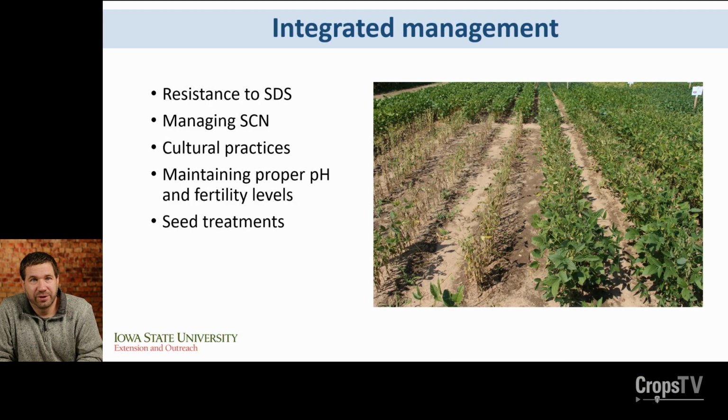All right, integrated management of sudden death syndrome really starts with a variety that is resistant to sudden death syndrome, but also resistance to soybean cyst nematode, or managing soybean cyst nematode in general. We know that the presence of the nematode can actually increase the risk for SDS. There are also several different cultural practices that are at play that can either increase or decrease the risk for sudden death syndrome. Planting date, plant population might play a role, and different tillage practices. There's certainly a lot of different things that could affect SDS. But then also a lot of soil properties, proper pH, different fertility levels. These could play a role in the risk for sudden death syndrome. And then also the use of seed treatments could also be part of an integrated management practice.